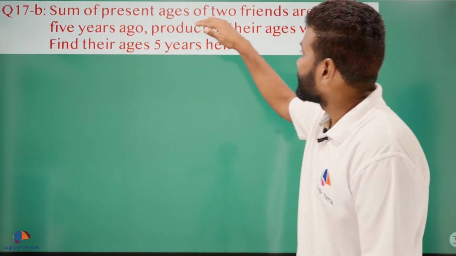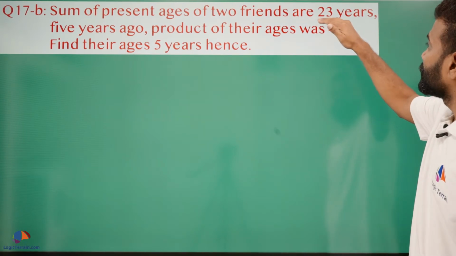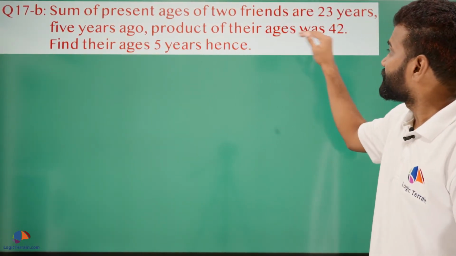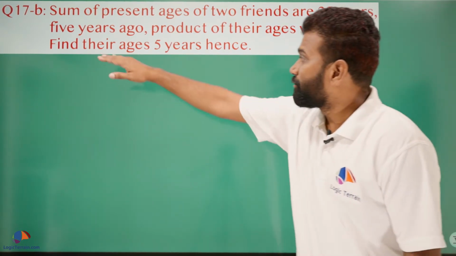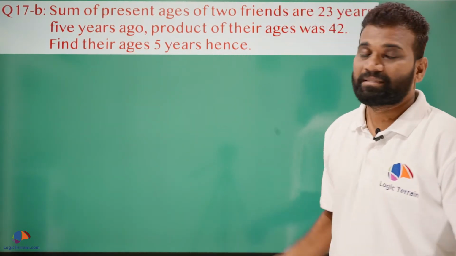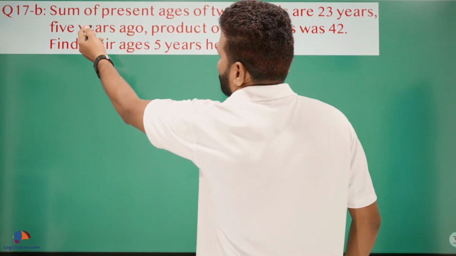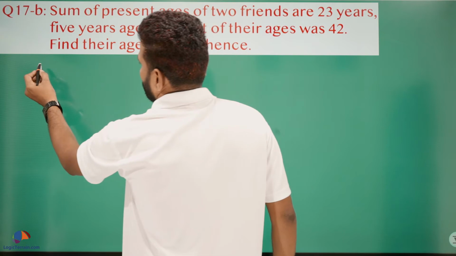Sum of present ages of two friends is 23 years. 5 years ago, the product of their ages was 42. Find their ages 5 years hence, means after 5 years. So it is given there are two friends. Let us say their names.